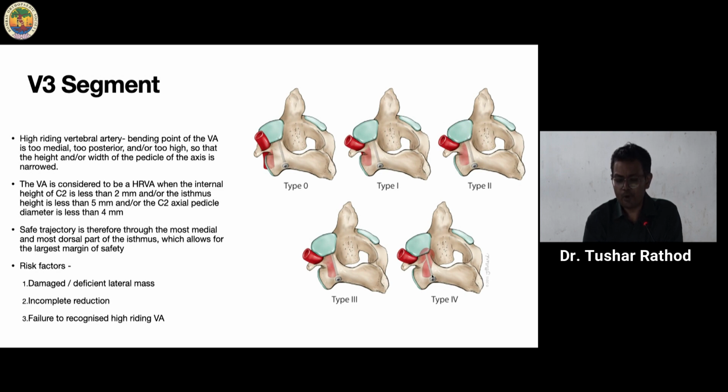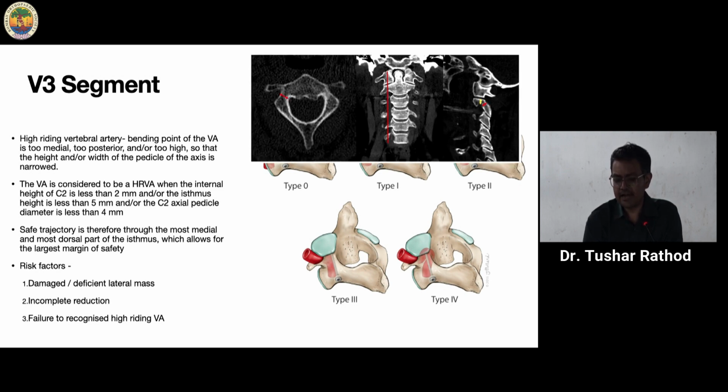So it's very important to identify this high riding vertebral artery, and there is a clear-cut definite criteria for this, like a C7, the pedicle diameter of the C2, the isthmus diameter should be less than 5 mm, the pedicle diameter should be 4 mm, and they do something called a vertical height. So all these parameters should be measured before.